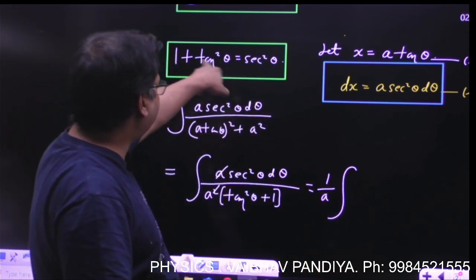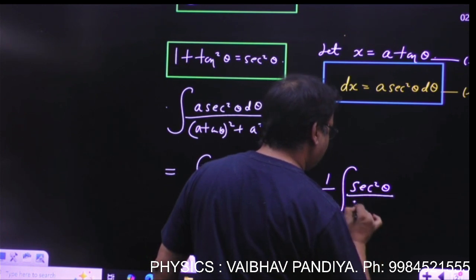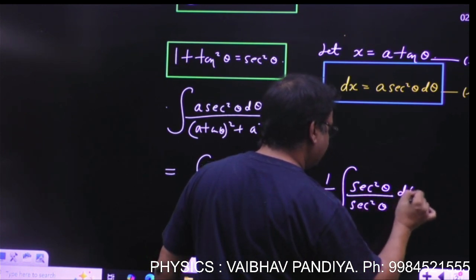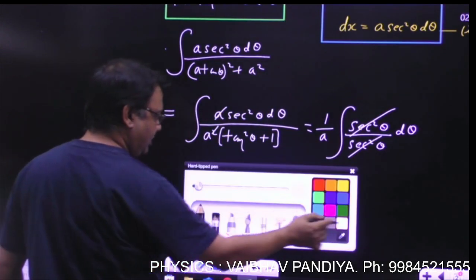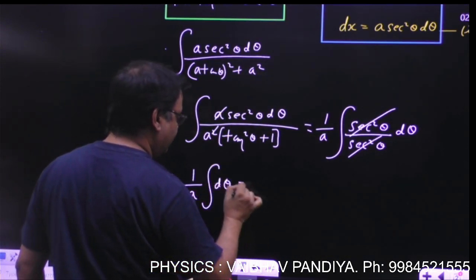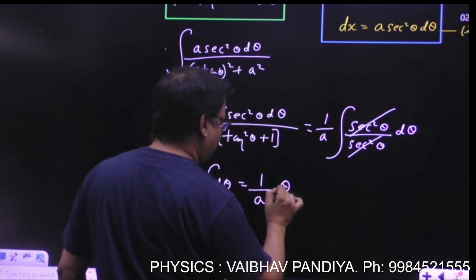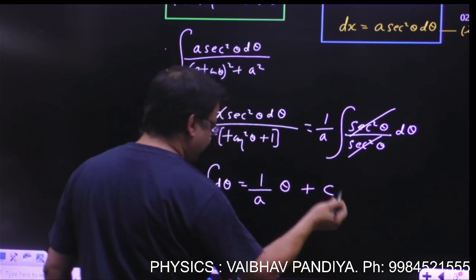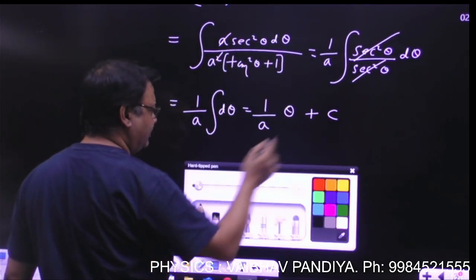Now what is tan square theta plus 1? Sec square theta. So I'll get sec square theta by sec square theta d theta. So see, sec square will get cancelled away. You will get what? 1 by a d theta, and integral d theta will be simply theta. Okay? And plus c, that is a constant of integration. Indefinite integral. If you're putting the limits, there is no need for c.